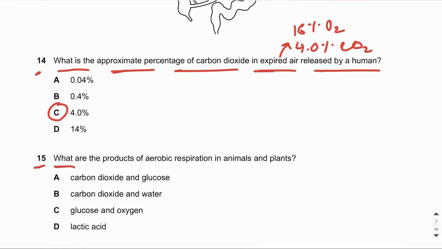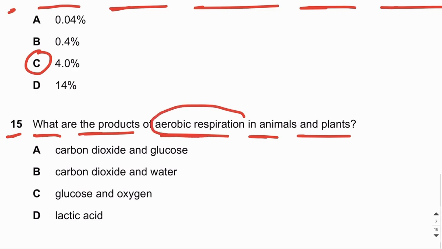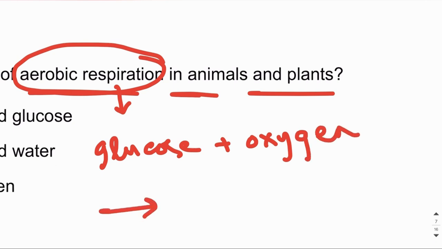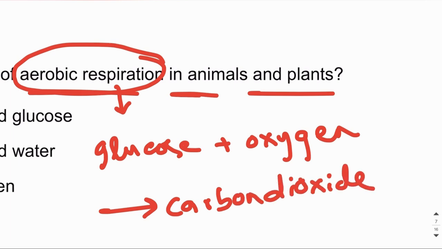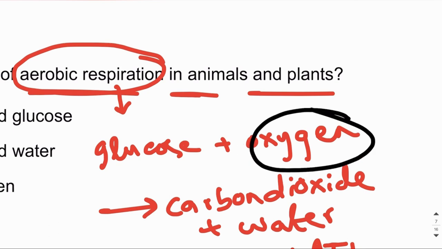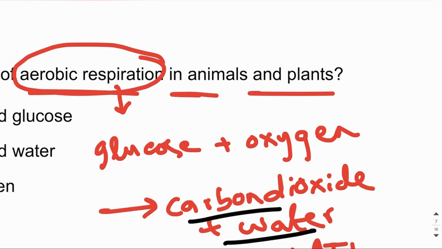15. What are the products of aerobic respiration in animals and plants? So guys, whenever we talk about aerobic respiration, the products of aerobic respiration are always carbon dioxide and water. If you recall aerobic respiration, that is glucose plus oxygen, what is formed? Carbon dioxide plus water, right? And also ATP is produced, which are temporary energy storage molecules. So always remember that aerobic respiration occurs in the presence of oxygen. It requires oxygen. Glucose reacts with oxygen to form carbon dioxide and water, and also ATP.